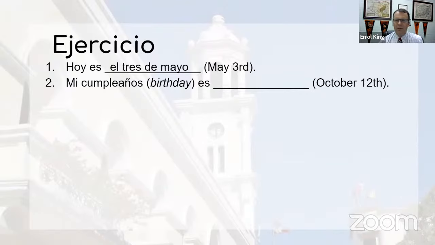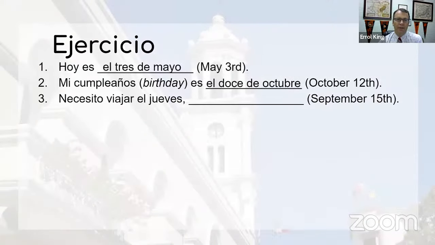Number 2, mi cumpleaños es, so my birthday. Now note that cumpleaños ends with an S. Cumpleaños can be singular or plural. In this case, it's singular because it's mi instead of mis. So mi cumpleaños es October 12th. Now the answer to this one is mi cumpleaños es el 12 de octubre.